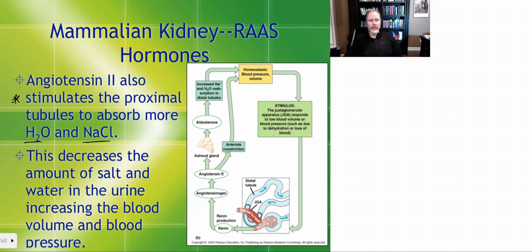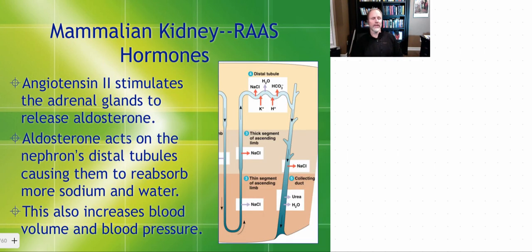Okay, so this is going to decrease the amount of water and salt in the urine and increase the blood volume, which is going to have that effect of increasing the blood pressure as well. Okay, so those two things are going to work together. And then that angiotensin 2 is also going to stimulate the adrenal glands, those glands that sit right on top of the kidneys, to release some aldosterone. Okay, and the aldosterone is going to act on those distal tubules, causing them to reabsorb more sodium and more water and increase that blood pressure and the blood volume and so forth.